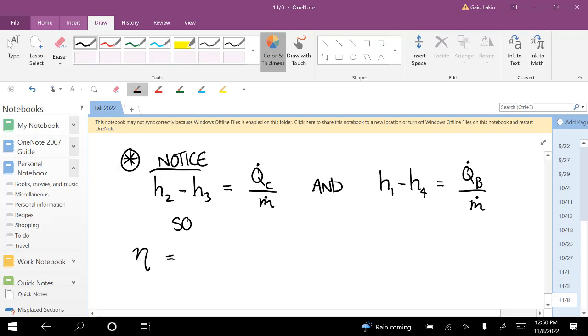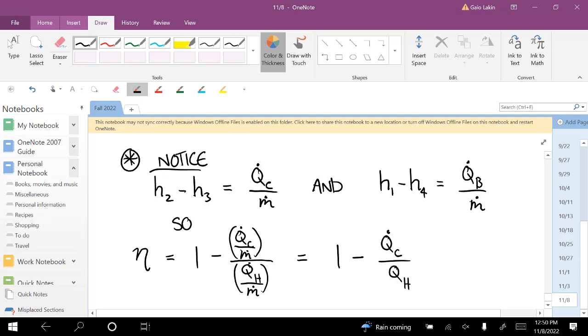As 1 minus QC dot over M dot divided by QH dot over M dot. Cancel out the M's, and that's equal to 1 minus QC dot over QH dot. I feel like we've seen that before. Yeah.